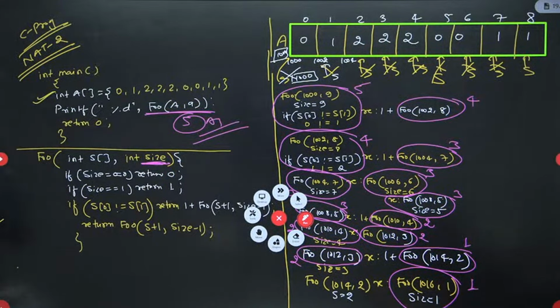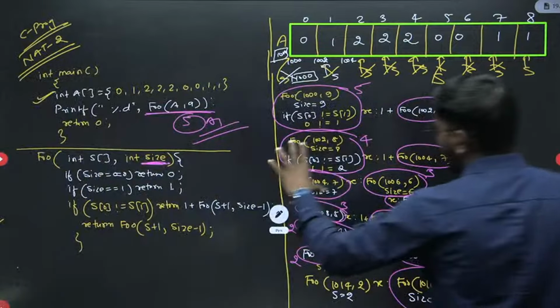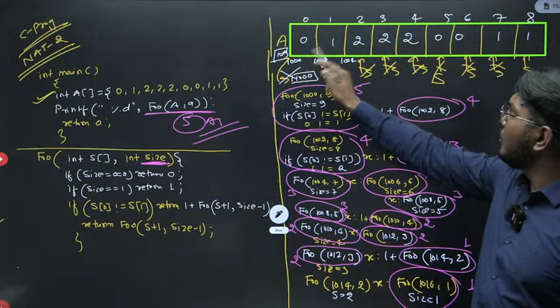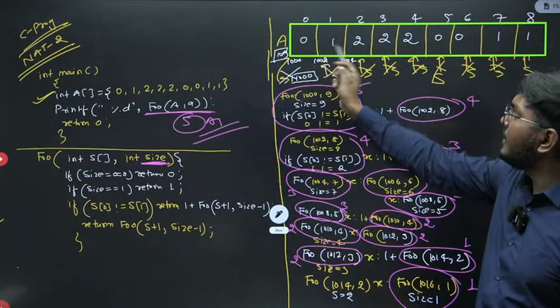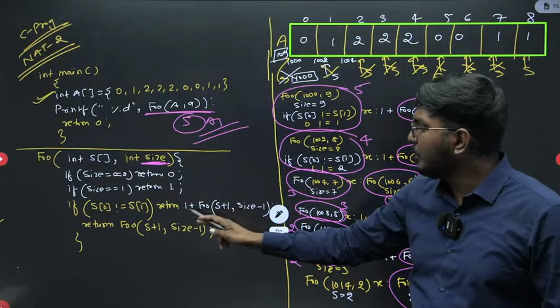Getting my point? Understood? So there is no need to execute this much here. After having 2, 3 statement, you can clearly see that it is comparing two adjacent values, and whenever both are different, if both are not equal, then it will call 1 plus foo. It will call the function with 1 plus foo.